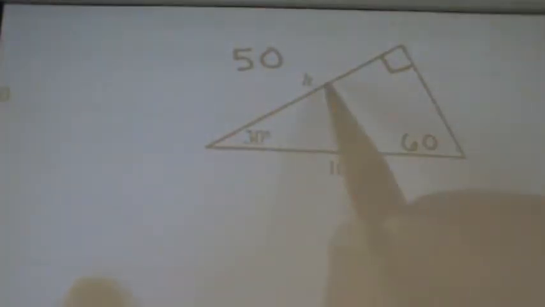This is a 30, sorry, this didn't show up very well. This is a 30, 60, 90. Looks like they gave us the hypotenuse. So this is what I was just talking about. What would you do? What did you say, Robbie? 50 is that side, and you did that by taking half of that. And then what's this side? 50 square root of 3. Easy?